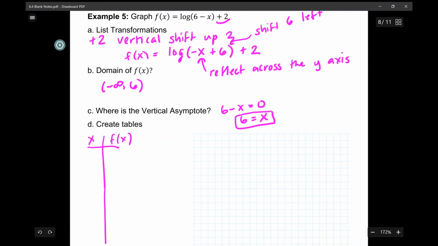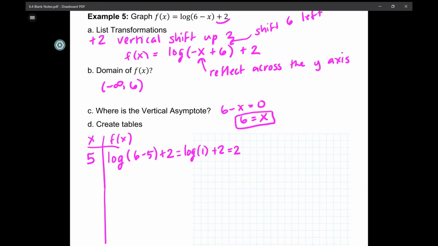All right, so what values do we want to pick here? How about we pick 5? Log of 6 minus 5 plus 2 is going to be the same as log of 1 plus 2. 10 to the 0 equals 1, so that value is just going to be 2. So 1 point on there is (5, 2).